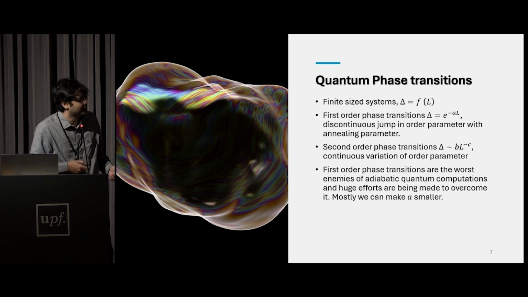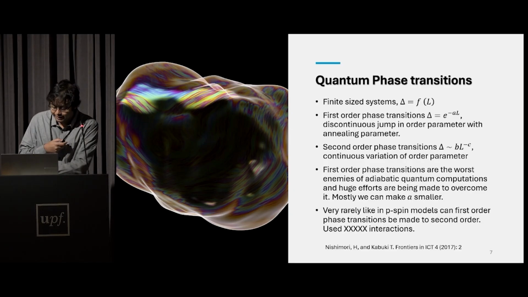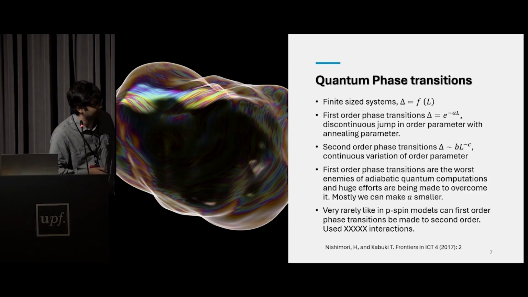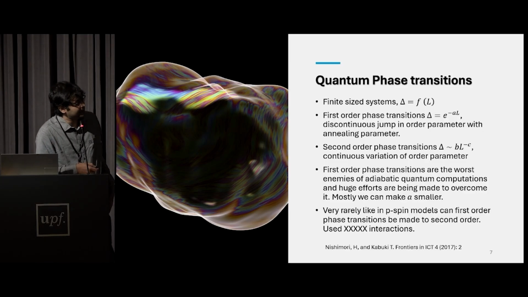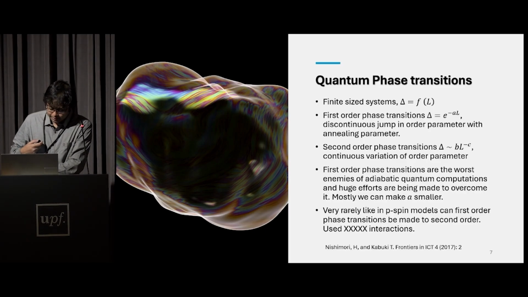So that's the problem. People have tried to make it better, and mostly the result is you can make this A as small as possible. There are very rare results, for example, this paper by Nishimori, where they showed that in p-spin models, they've introduced something like a non-stochastic, I'll come to that later, XXXX, like 5 local interactions, you can make the first order transitions second order. But this is the problem.